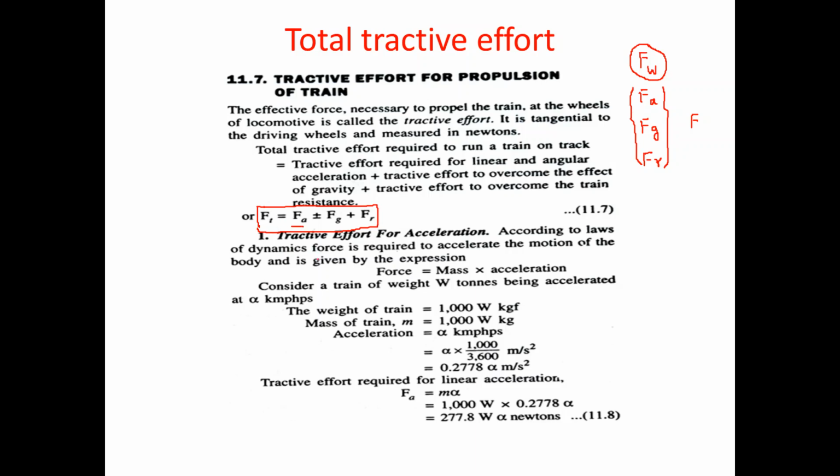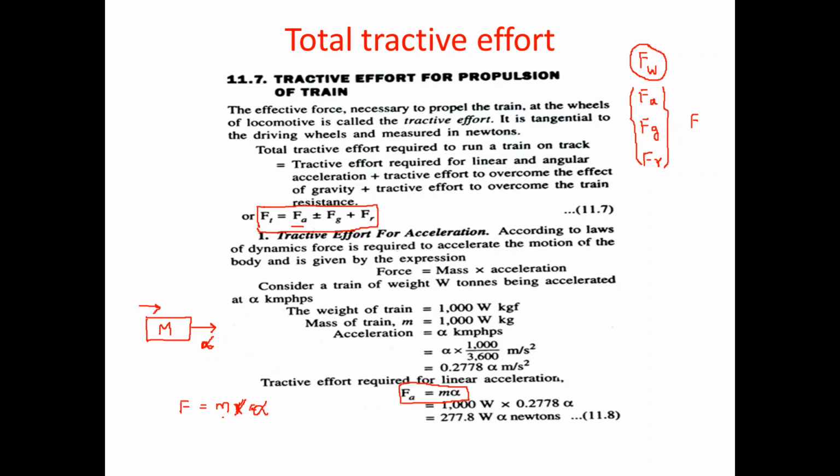The force Fa is given by mass into acceleration. We know that force is given by mass into acceleration. Suppose I have a train, now I'm showing it with a simple block, and the mass is m, and I want to move it with an acceleration alpha. Then what is the force required? The force required is equal to mass into acceleration.